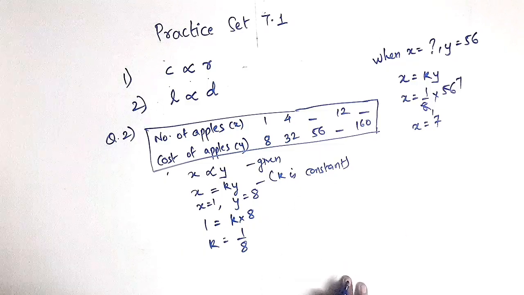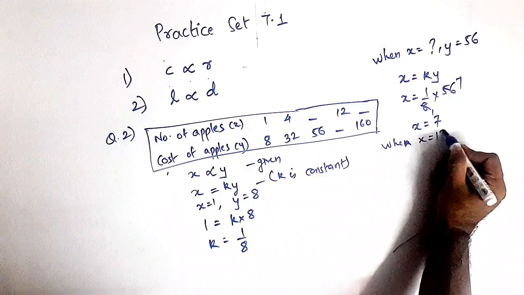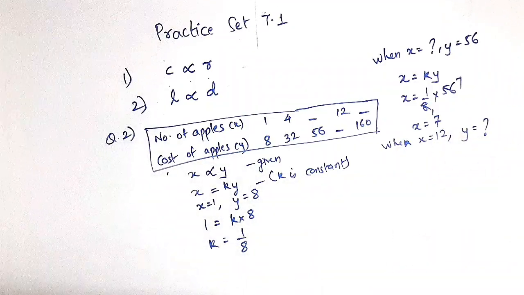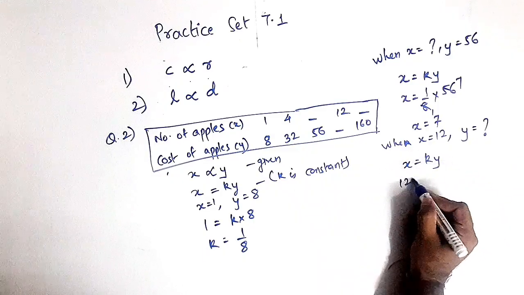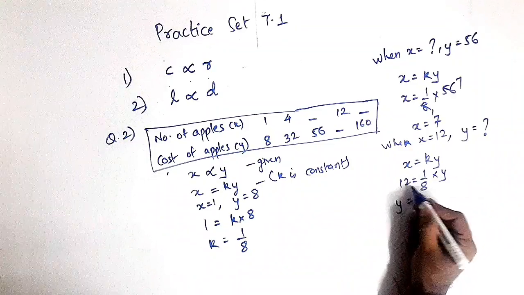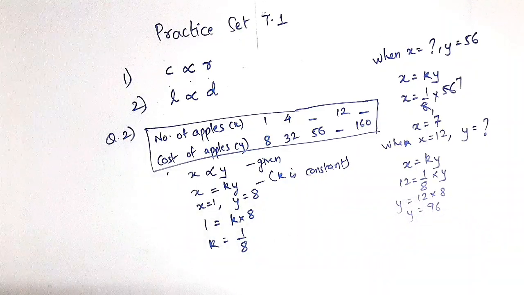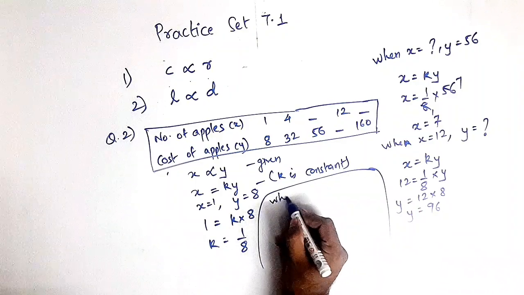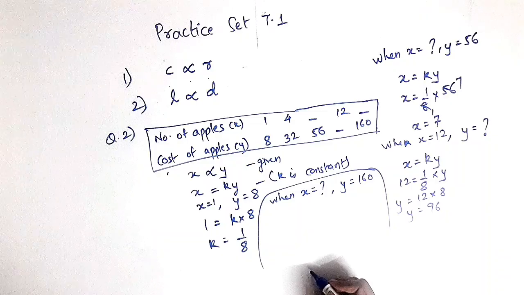Okay, then when x is equal to 12 and y is equal to question mark. So I'll write first x is equal to ky. x is 12, k is 1 upon 8 and y we have to find. So y is equal to, 8 will move there, 12 into 8, what does y equal to? 96. Okay, and the last one I'll do here, when x is equal to question mark, y is equal to 160.